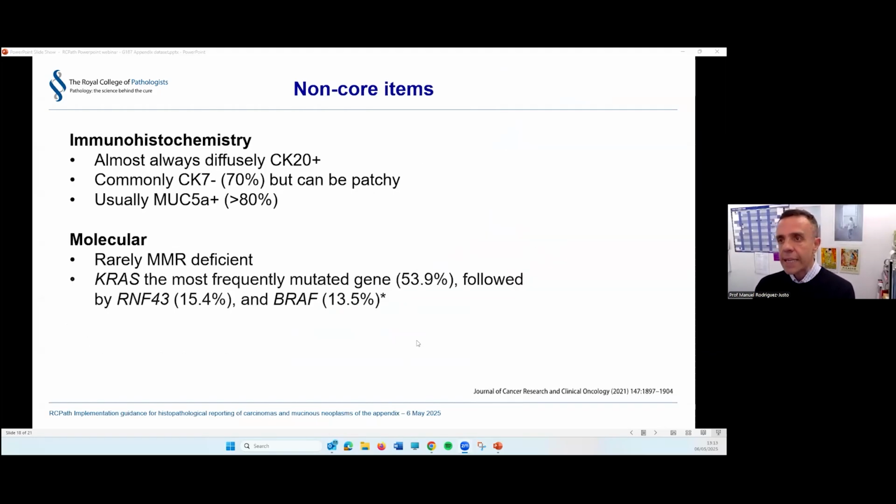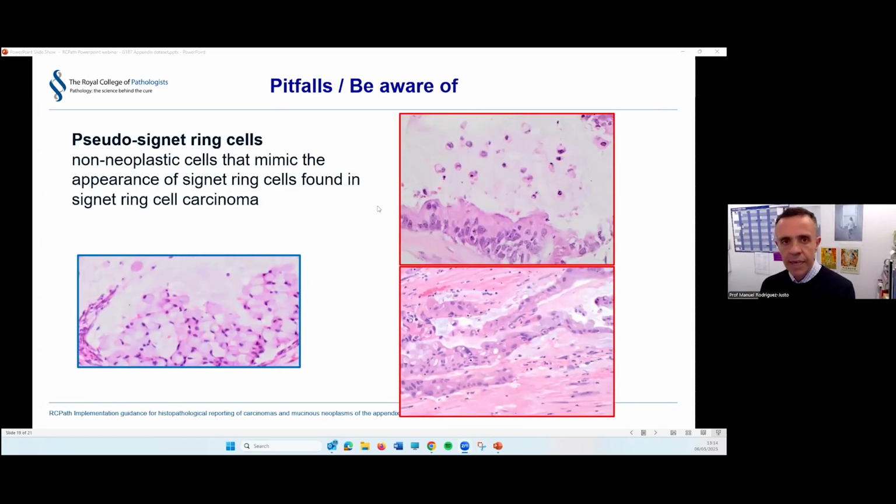So what are the non-core items that might be important? I think in these cases we don't need to do any immunohistochemistry, but if you have to, it's the typical CK20 positive, CK7 usually negative but can be patchy, and MUC5AC is positive in most of the cases. Again, it's a non-core item, but MMR testing is usually recommendable, as usually these tumors are not deficient. And in terms of the molecular, I think we have included in the guidelines, as a non-core item, KRAS and BRAF. KRAS is always the most frequent one. But again, oncologists at the moment don't use that in terms of the treatment; it's mainly the stage and the grade and everything else.